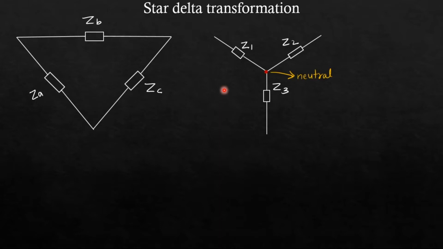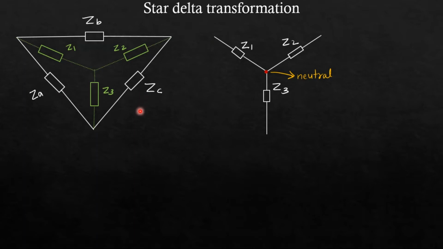So there is no neutral point in case of delta connection. Now suppose I want to convert this delta connection to star. That means I want the impedances to be connected like this. This is my Z1, this is my Z2 and Z3. Now you can see Z1 is connected between ZA and ZB. Z2 is connected between ZB and ZC. Similarly, Z3 is connected between ZA and ZC.